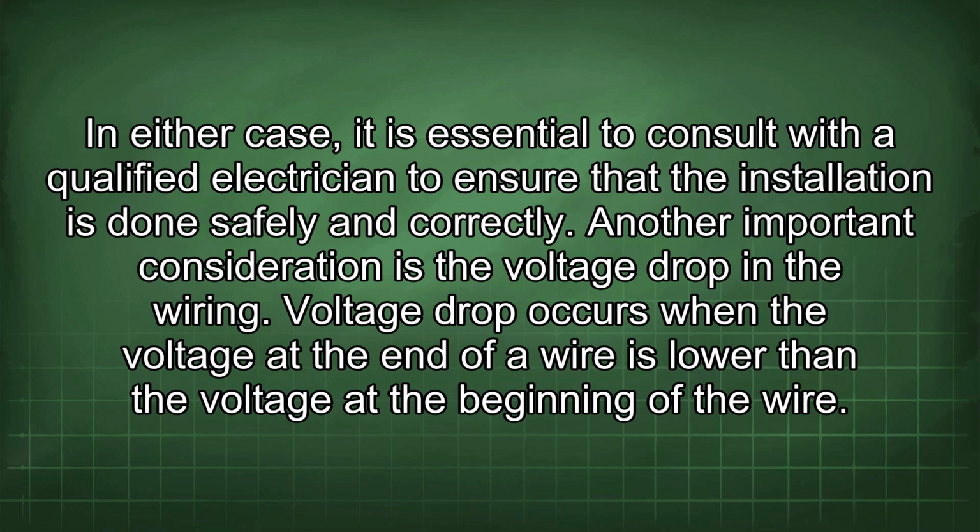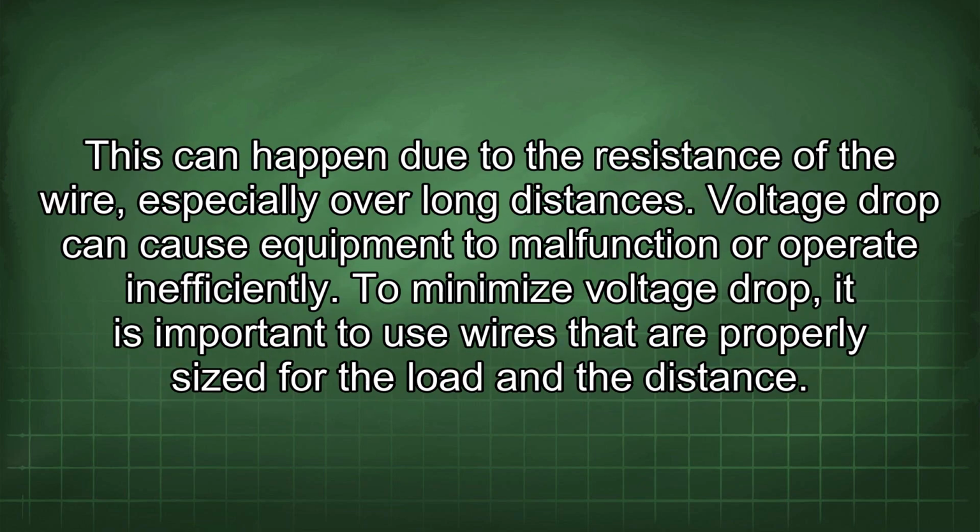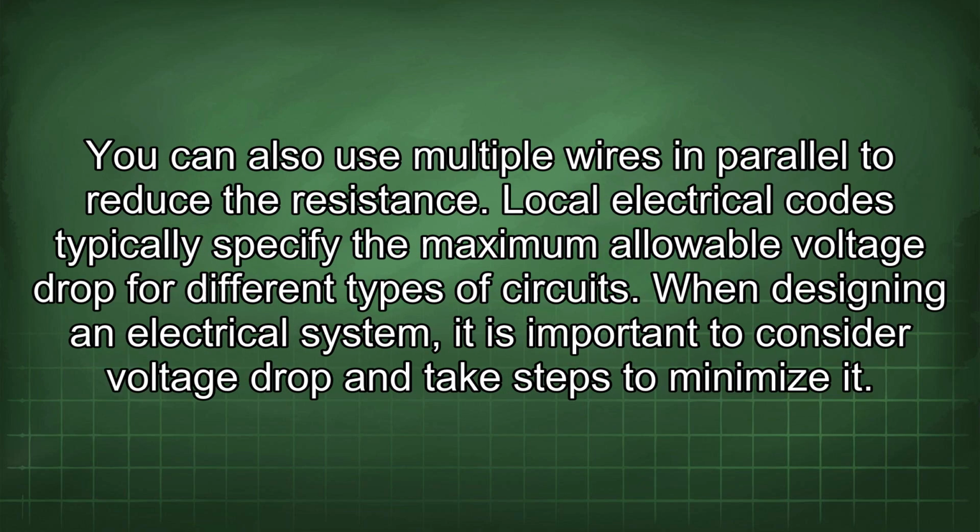Voltage drop occurs when the voltage at the end of a wire is lower than the voltage at the beginning of the wire. This can happen due to the resistance of the wire, especially over long distances. Voltage drop can cause equipment to malfunction or operate inefficiently. To minimize voltage drop, it is important to use wires that are properly sized for the load and the distance. You can also use multiple wires in parallel to reduce the resistance. Local electrical codes typically specify the maximum allowable voltage drop for different types of circuits. When designing an electrical system, it is important to consider voltage drop and take steps to minimize it.